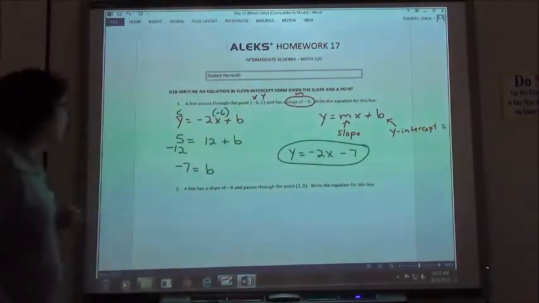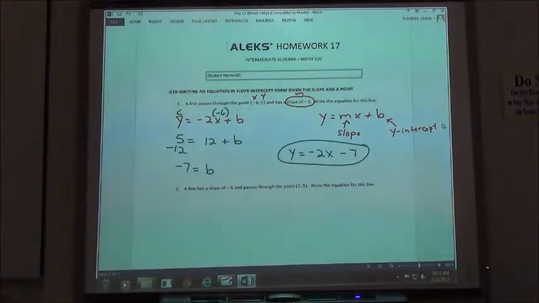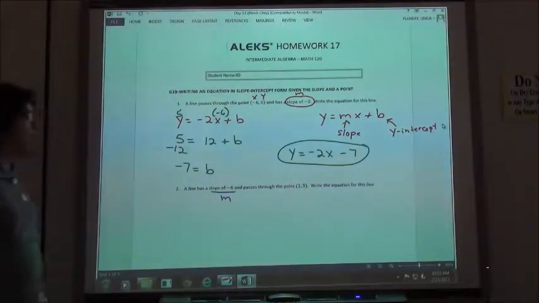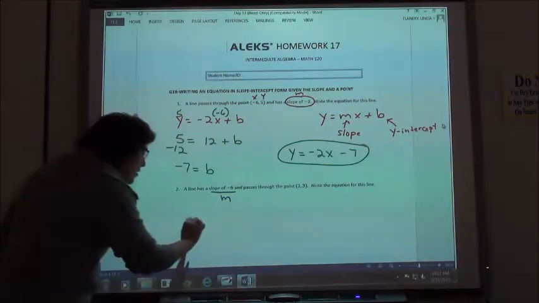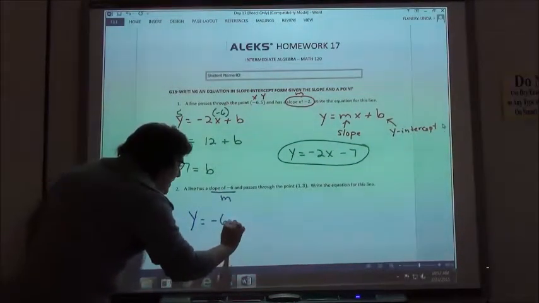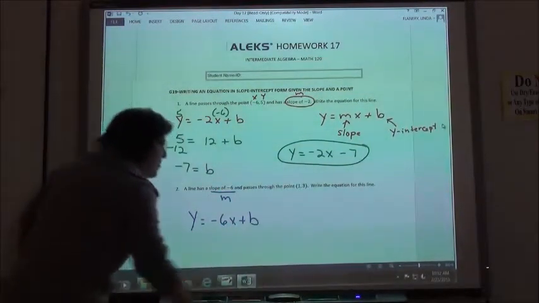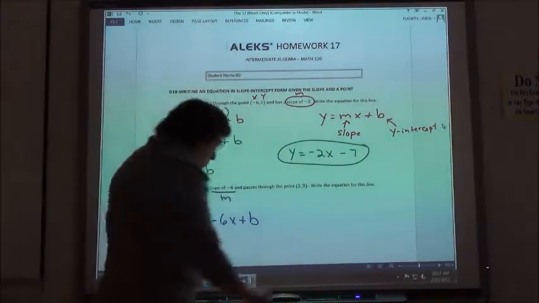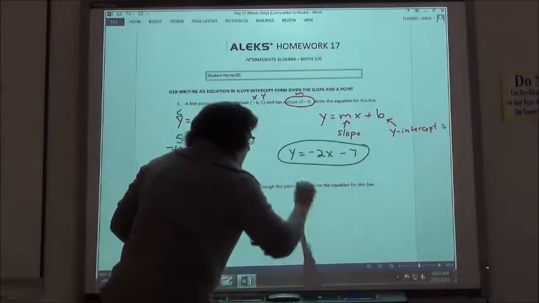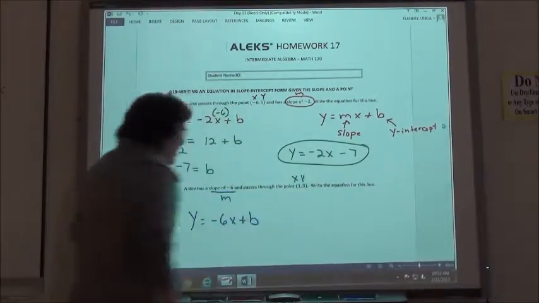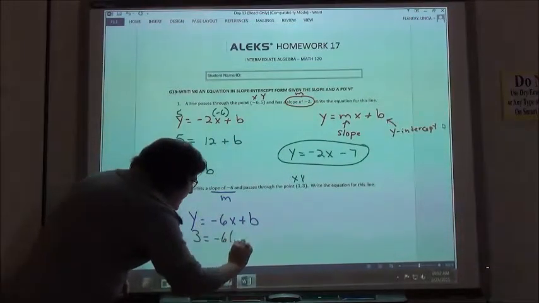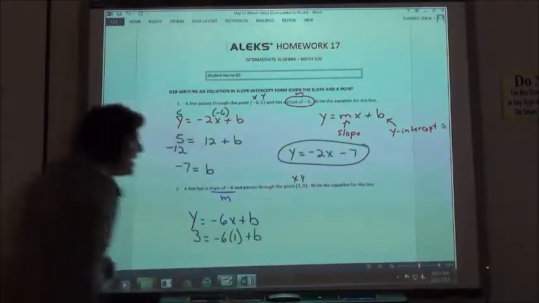So a line has a slope of negative 6 and passes through the point 1, 3. Write the equation for the line. Again, I know my slope is negative 6, so I know right away I can put that in for m. Y equals negative 6x plus some number b, which is my y-intercept. So again, we know that it goes through the point 1, 3. X is 1 and y is 3.